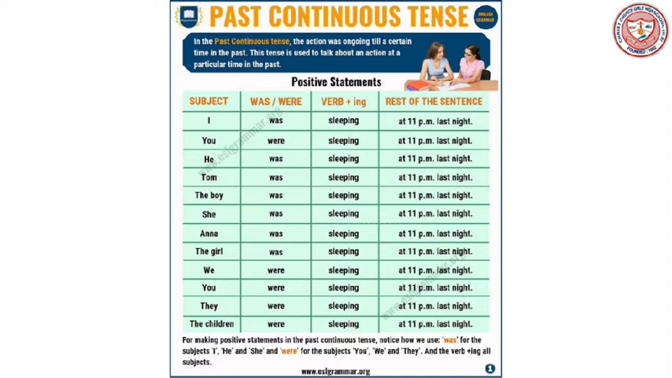Anna was sleeping at 11 p.m. last night. The girl was sleeping at 11 p.m. last night. We were sleeping at 11 p.m. last night. You were sleeping at 11 p.m. last night. They were sleeping at 11 p.m. last night. The children were sleeping at 11 p.m. last night.